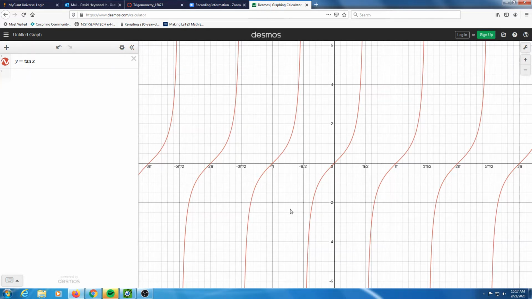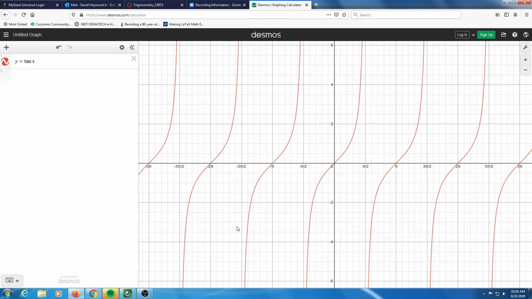Okay. Now, on the other hand, tangent is going to be 0 whenever sine is 0, because tangent is sine over cosine. So if the numerator is 0, then the function is 0, right? So where is sine equal to 0? Well, sine is equal to 0 at 0, at pi, at 2 pi, and so forth.